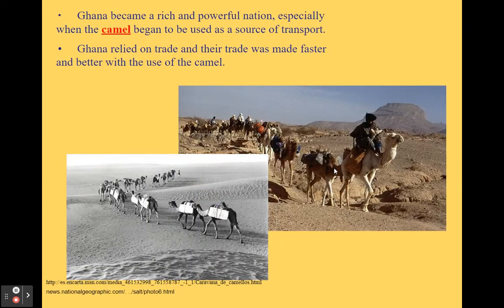All right. Ghana became rich and powerful, especially when they began using camels as a source of transportation. Because they relied on trade, by using the camels, they were able to go faster, they were able to carry more. It was much more efficient use for trading. So obviously, the camel really, really helped out with making Ghana such an important empire.